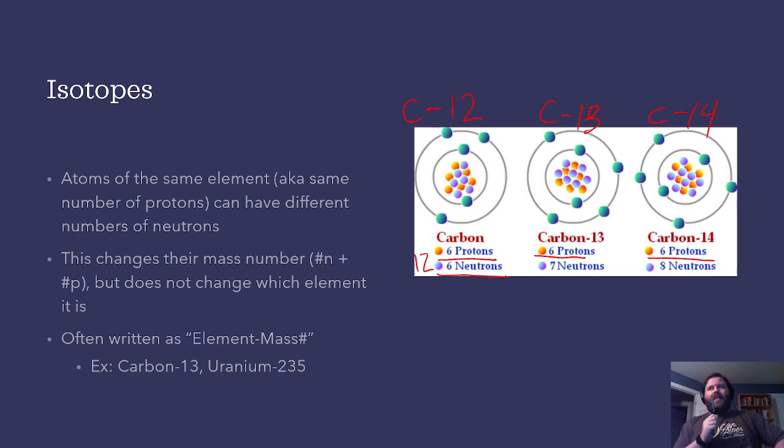But the number of neutrons can change. Okay, and carbon-14 is kind of important because that's what's used for, I don't know if you've seen this term, carbon dating. It looks at the amount of carbon-14 in old samples of rock and fossils and stuff like that to try to figure out how old it is.